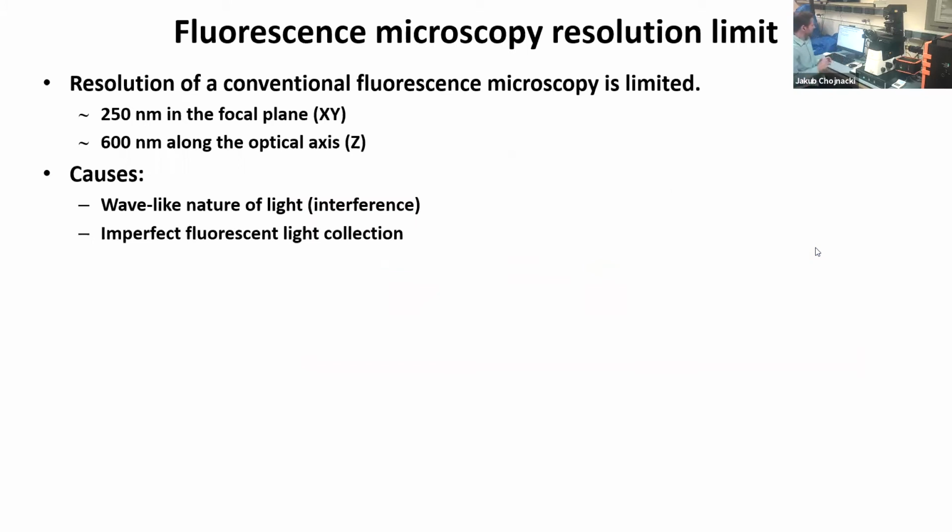Remember the numbers that I told you before about the size of the viruses. The fluorescence microscopy resolution limit states that the resolution of the light microscope is approximately 250 nanometers in the XY direction, when we're looking at the sample in XY, and it is limited to a resolution of 600 nanometers in the Z direction, when we look at things in and out of focus. And so, what does that mean?